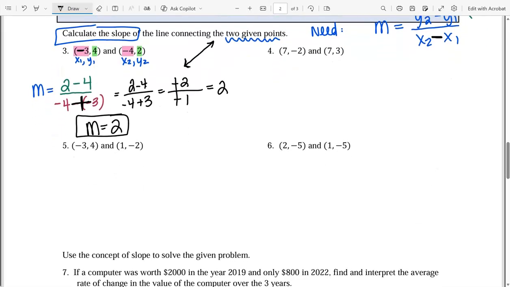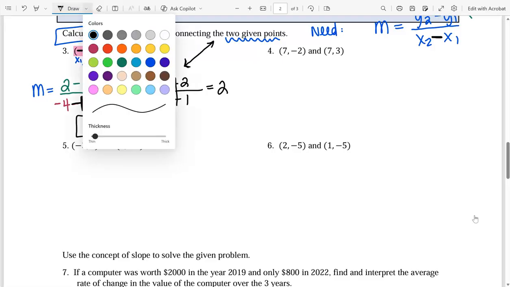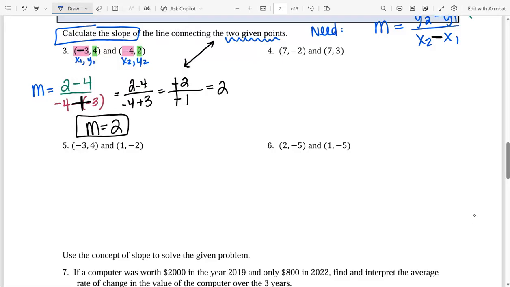So skip down to number 5 real quick. Number 5, same conversation. They want me to calculate the slope. So my first point, x1, y1. My second point, x2, y2.